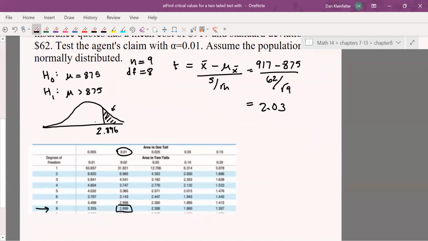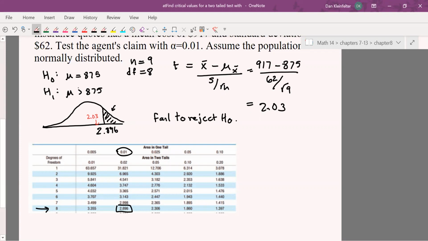2.03 doesn't fall in our rejection region. Remember the distribution centered at 0, 2.896 was our critical value, and 2.03 then is going to fall to the left of 2.896. And so we're going to fail to reject our H0. And if we're not rejecting the H0, that means we are not supporting H1, because remember, it's one or the other.